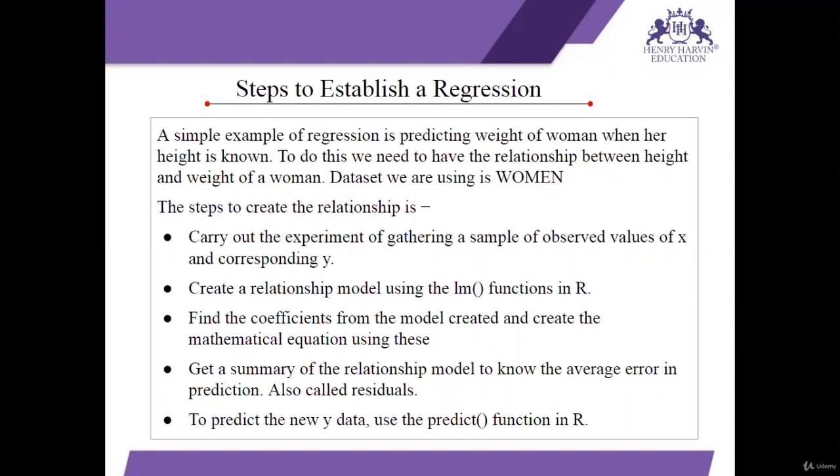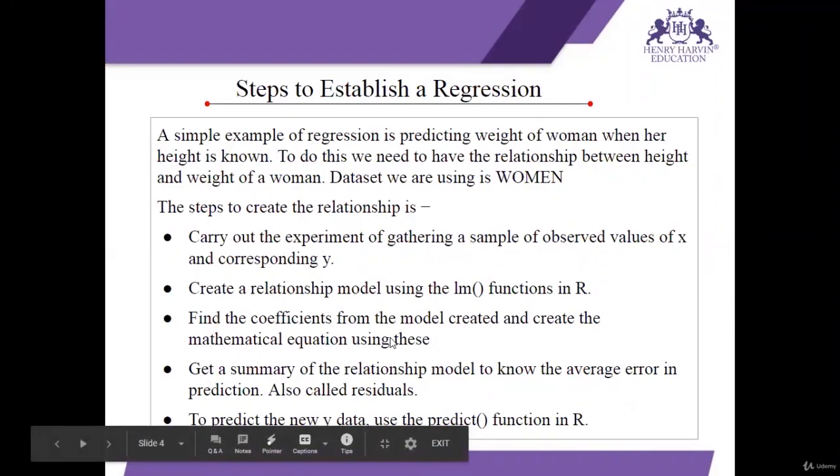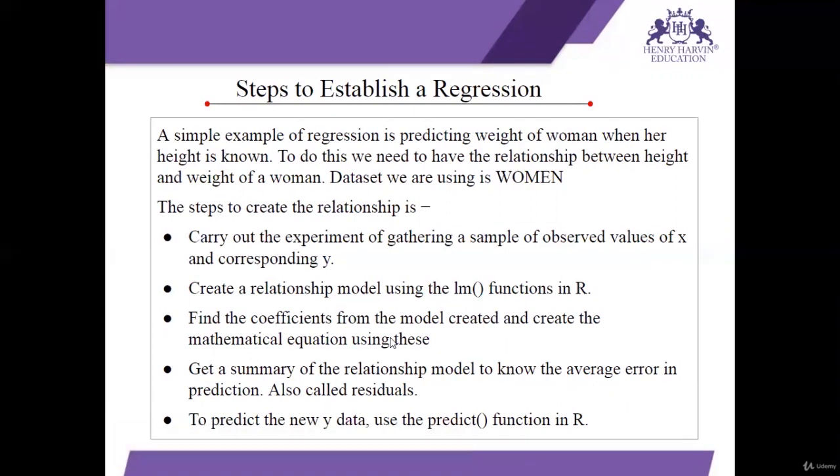Find the coefficients for the model created and create the mathematical equation using these. So the coefficients for the model will be the intercept and the slope value, and we can see how a mathematical equation can be formed with that. Get a summary of the relationship model to know the average errors in prediction, also called residuals. So we'll create a model, we'll predict values from that, and we'll check the summary of that model in order to know how significant our model is.